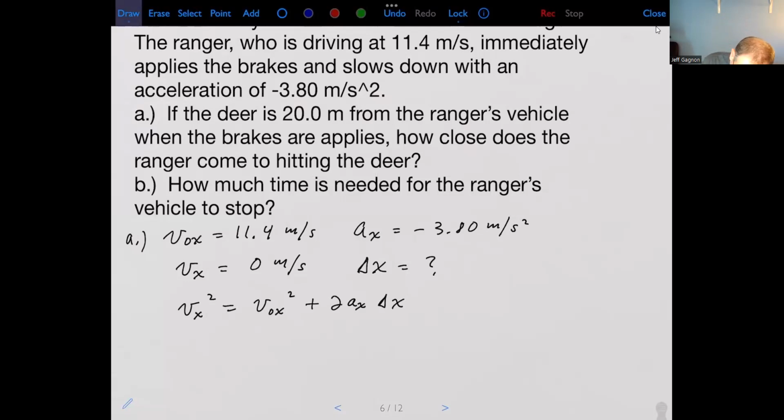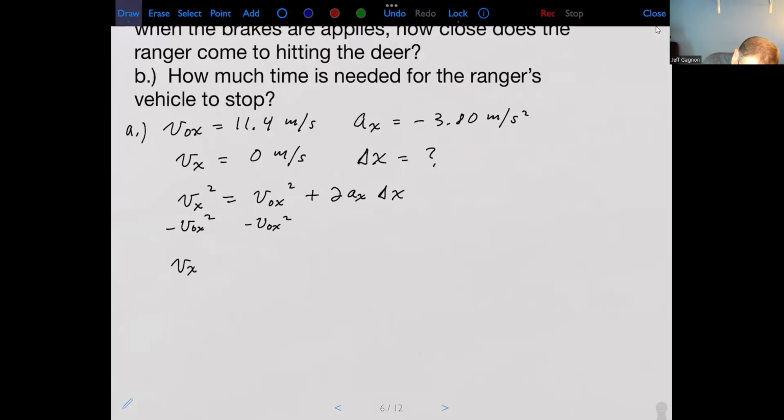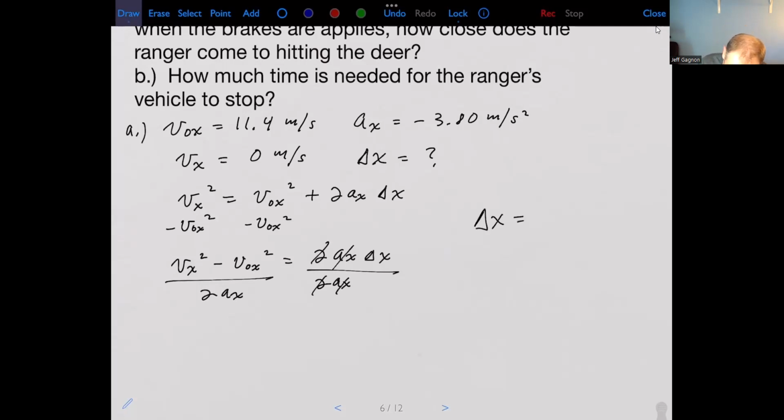So I'm gonna do that algebraically first. I'm gonna subtract v naught x squared, right, from both sides. So right now I have vx squared minus v naught x squared equals 2ax delta x. Then I want to solve for delta x. I'm going to divide both sides by 2ax. So this will cancel, and I'm going to get, I'll write it over here, delta x is equal to vx squared minus v naught x squared over 2ax.